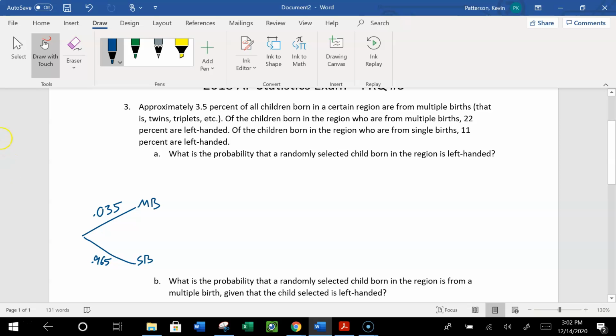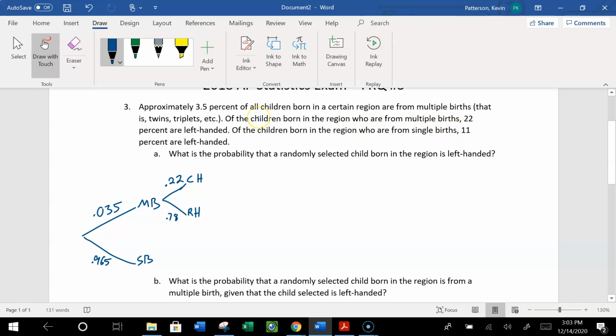Okay, so why was it a good idea to do a tree diagram here? It's because from there, they're giving us a conditional probability, which the second step in a tree diagram is always a conditional probability. So of the children born who are from multiple births, so of this 3.5% selected, 22% are left-handed. So we'll do LH for left-handed, RH for right-handed. So 22% are left-handed, and that means the remaining 78% would be right-handed.